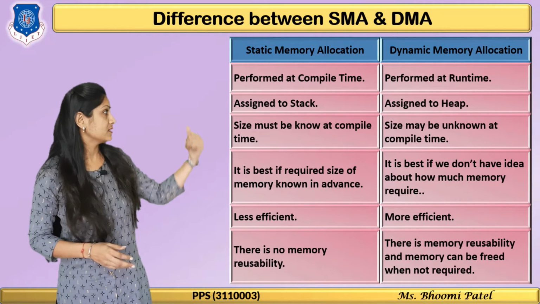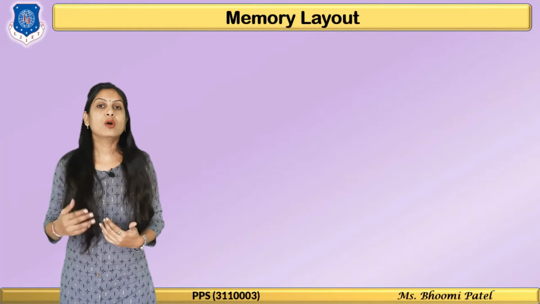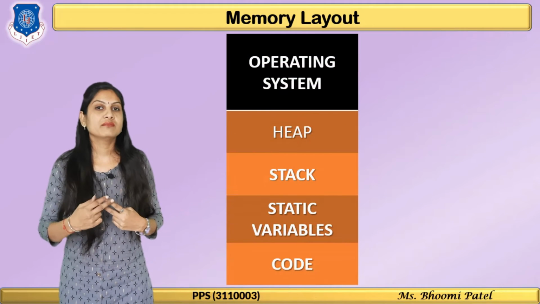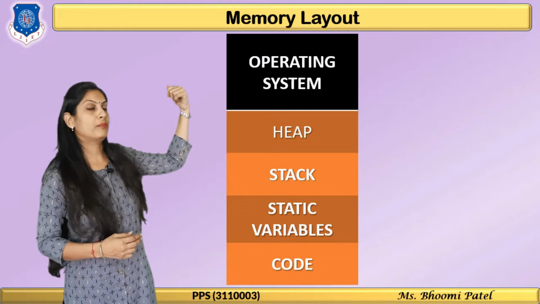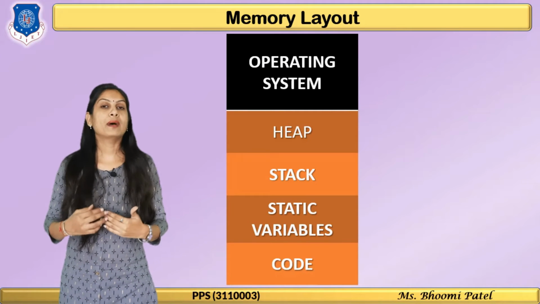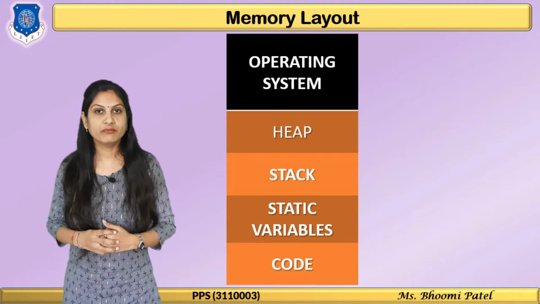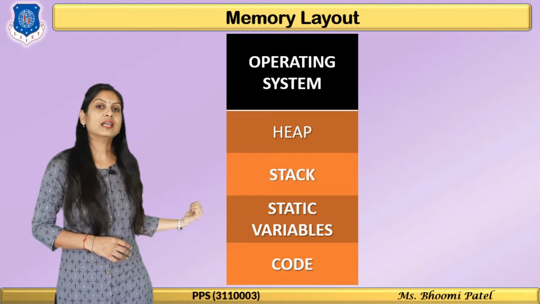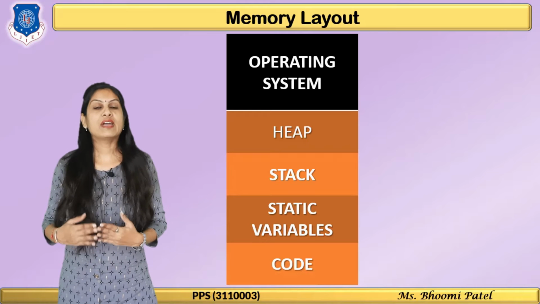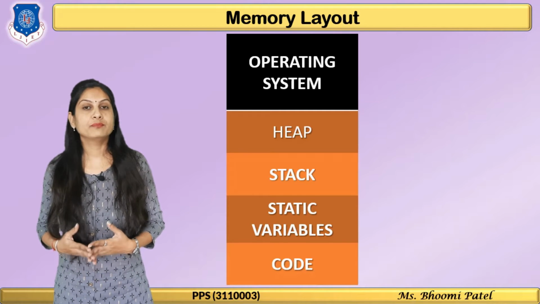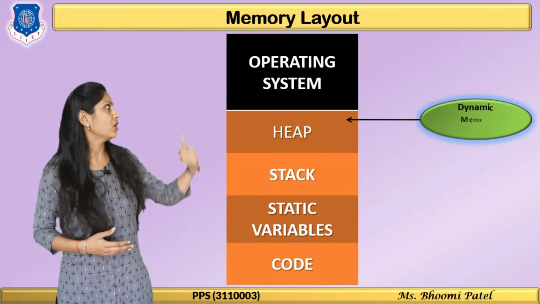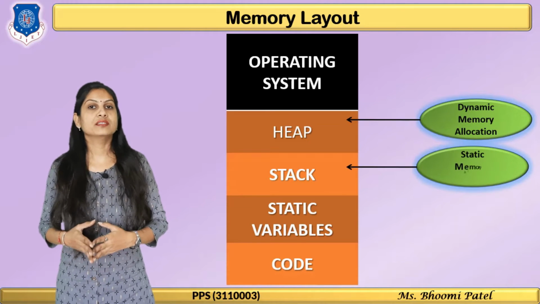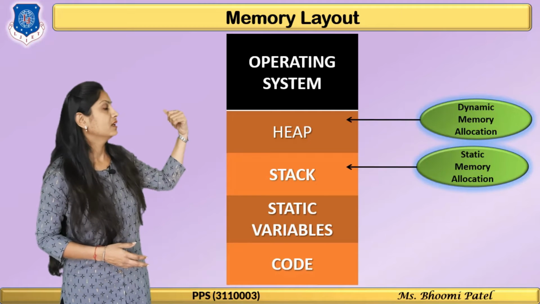Here just see the memory layout, how the data will be stored in memory. Majorly our memory is divided into two parts. First is the operating system and the second part is again divided into four different parts. First is the heap, then stack, static variables, and the last is code. So when you are using the dynamic concept, all the data will be stored in your heap portion, and when you are using static memory allocation, your data will be stored in the stack.